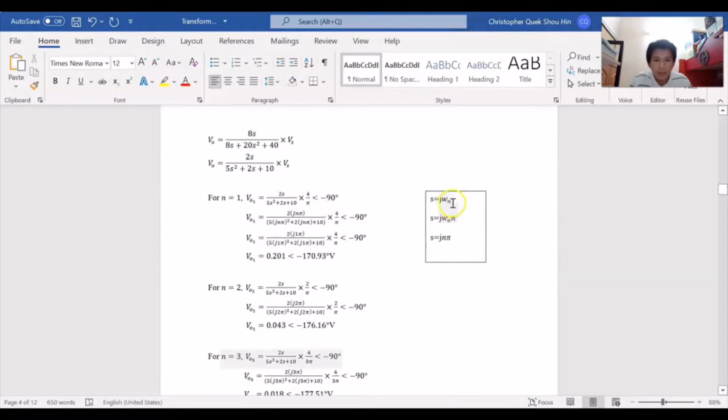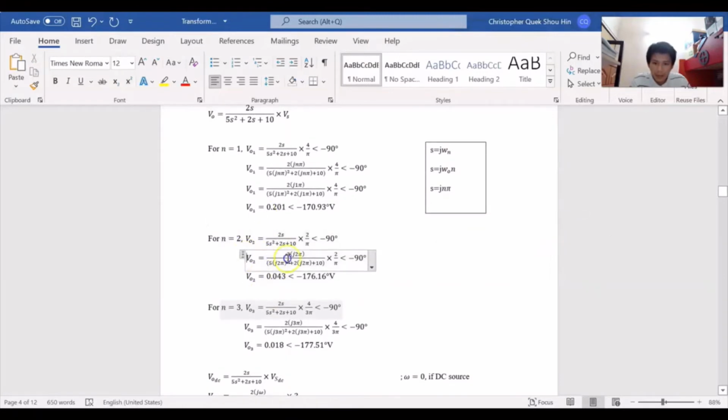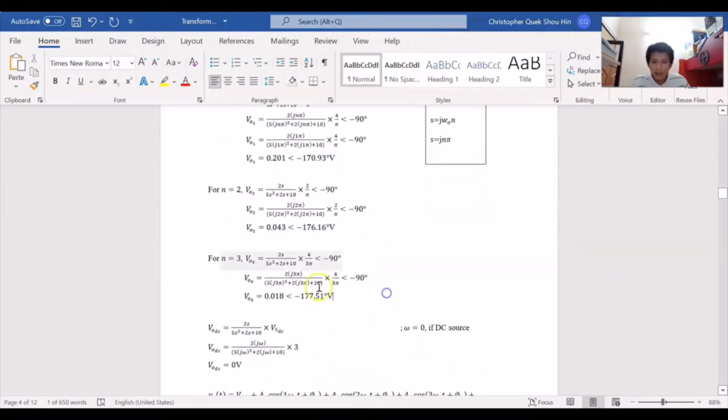So s is equal to j omega naught n, which is s equal to j n pi. So we substitute s equal to j n pi, and for n we substitute n equal to 1, and the calculated V0 for n equal to 1 is this. And we repeat the same procedure for n equal to 2. We substitute s equal to j n pi, and for n we substitute 2. And for the amplitude-phase form for Vs2, we substitute 2 over pi, angle negative 90 degrees, and this is the calculated V0 for n equal to 2. And using the same formula for n equal to 3, this is the calculated value for V0.